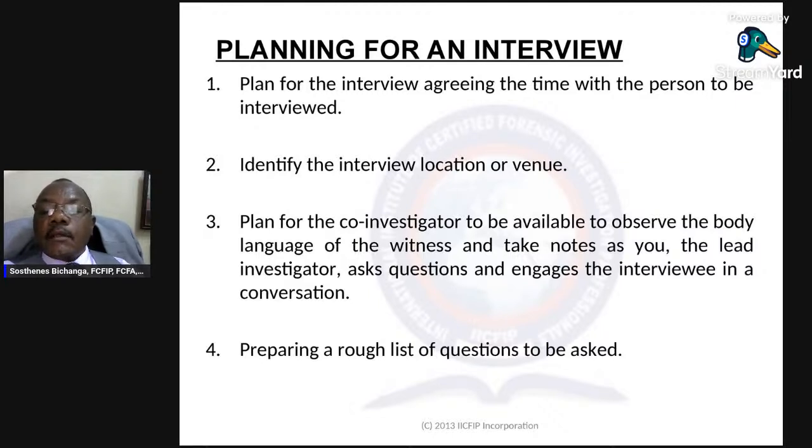Number three, plan for the co-investigator to be available to observe the body language of the witness and take notes as you, the lead investigator, ask questions and engage the interviewee in a conversation. It is very important that you be two investigators in the room, so that as one engages the interviewee in a question and answer session, the other investigator is observing the body language, observing the non-verbal communication from the interviewee and taking notes, so that the lead investigator is not distracted by note taking.